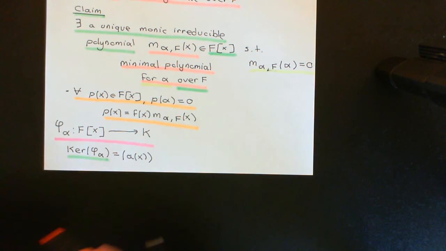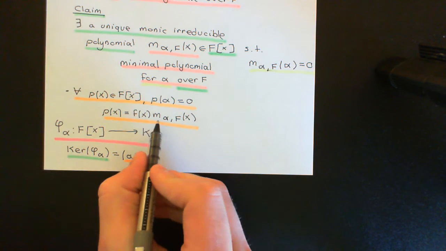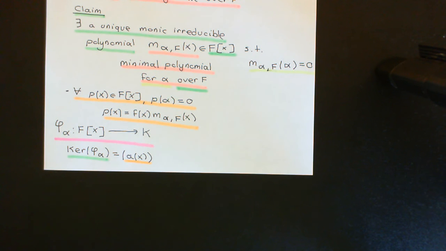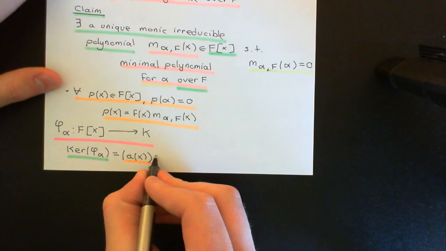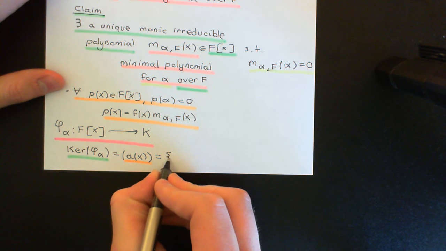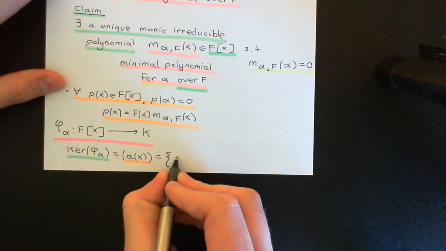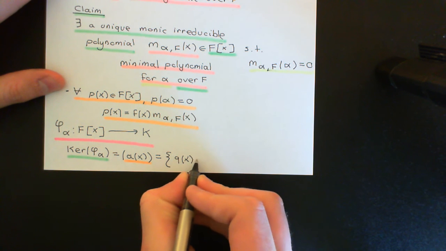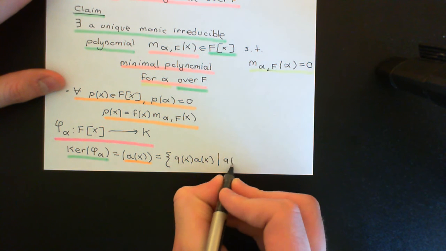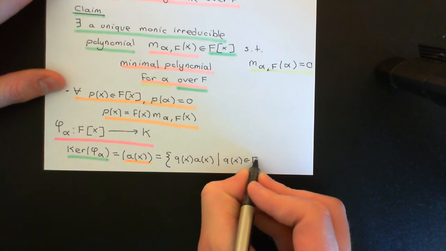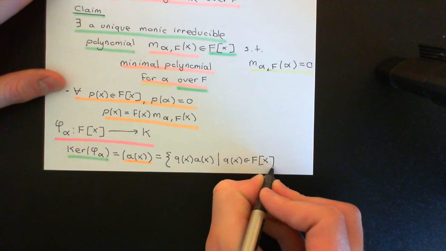Now let's think about this a little bit more, because I claim that this is actually going to be generated by our minimal polynomial for alpha over F. But I want to explain that rather than just writing it down in front of you. So let's think about what all of the things in this principal ideal generated by a of x are going to look like. They're all going to be multiples of a of x, so things of this form, q of x times a of x, where q of x is some element of the ring of polynomials over the field capital F.